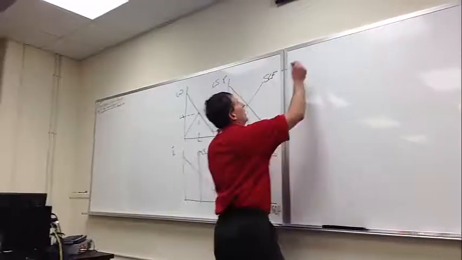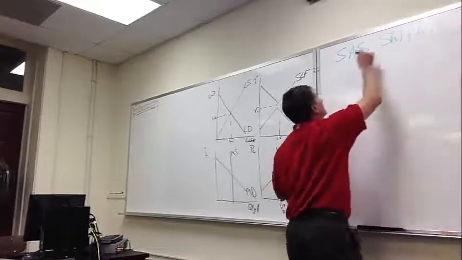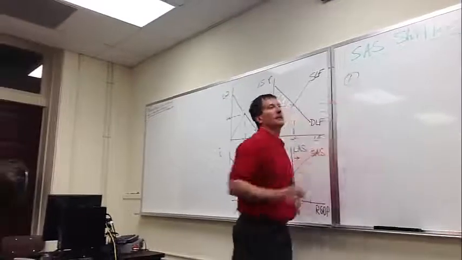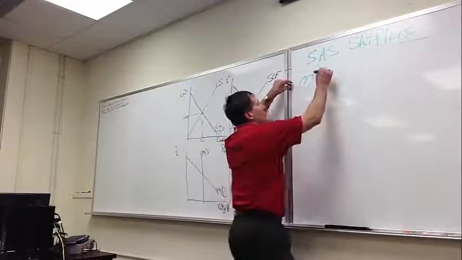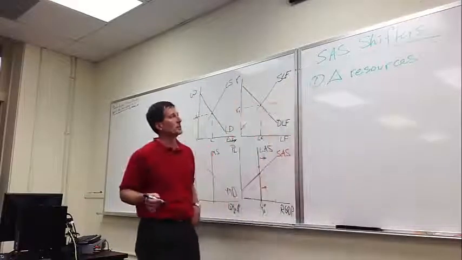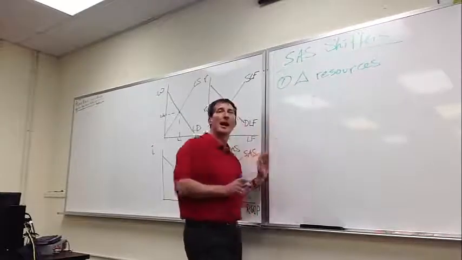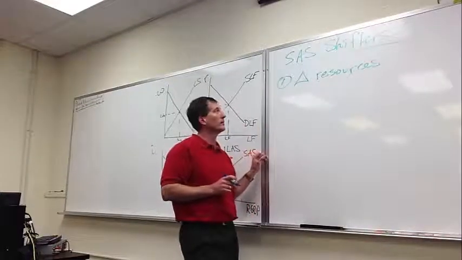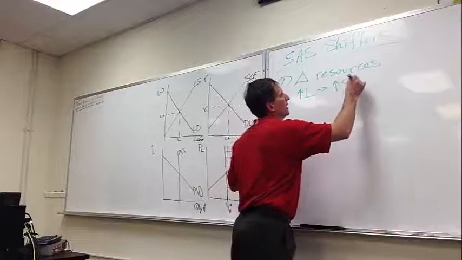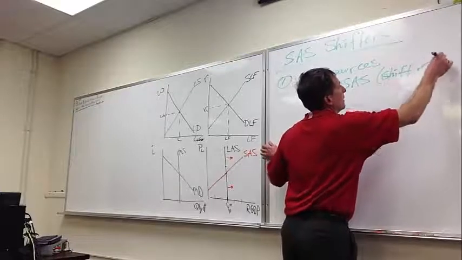Okay, so short run aggregate supply shifters. So number one is a change in resources. A change in resources. In other words, this is the same as the long run aggregate supply curve. So an increase in labor leads to an increase in the short run aggregate supply curve. A shift to the right.